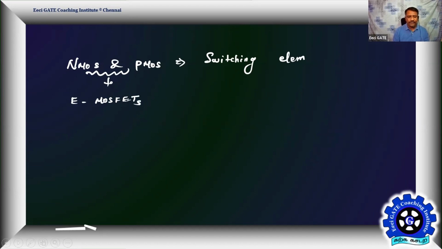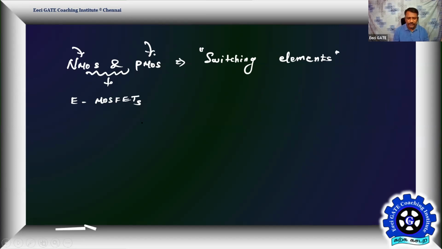NMOS and PMOS are complementary switches. Depending on what they demand to turn on, NMOS demands something to turn on, PMOS demands something else to turn on. Those who attended analog electronics will have a good idea about when NMOS will turn on and when PMOS will turn on. But here we are not getting into analog. We just want to know how they act as switches. They are simply switching elements. So we are replacing switches in the switching logic theory by these NMOS and PMOS transistors.